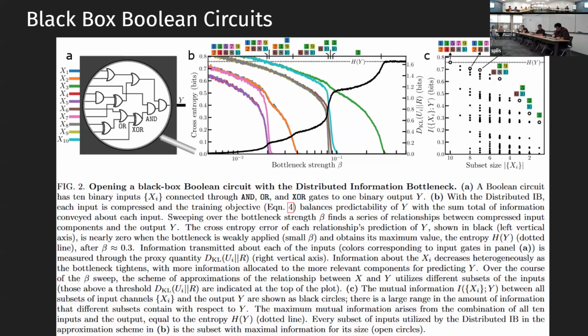Okay, so the sweep over beta effectively sorts the input gates by their relevance to predicting the output bit Y. The best approximation, and this is just the second paragraph in the results section of the paper, is that the sweep over beta sorts the inputs by relevance to predicting the output bit Y. The best approximation of the relationship between Xi and Y includes all 10 inputs. The next best discards inputs between X4 and X5. Essentially, an approximation involving only one input, X3, is found before all predictability of Y is lost.